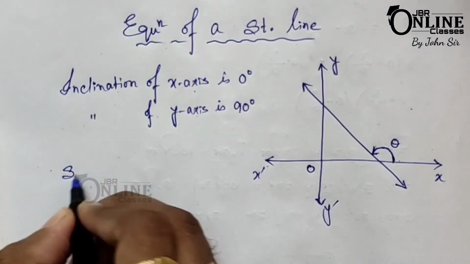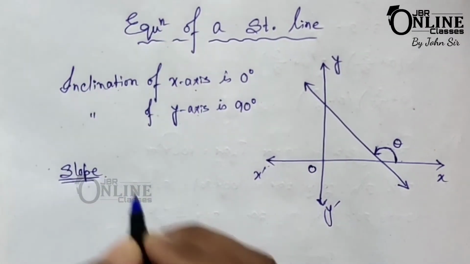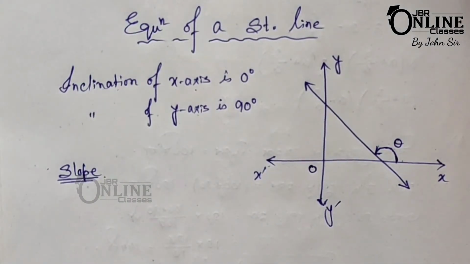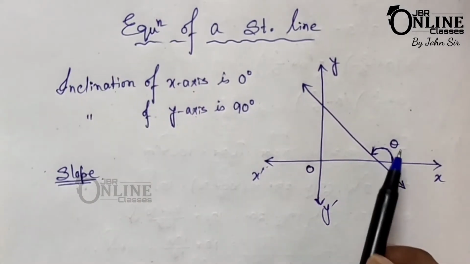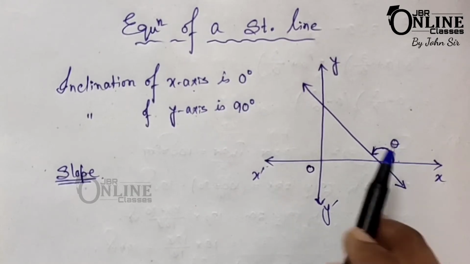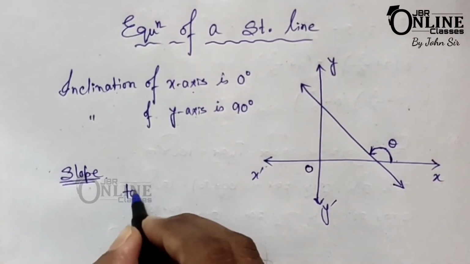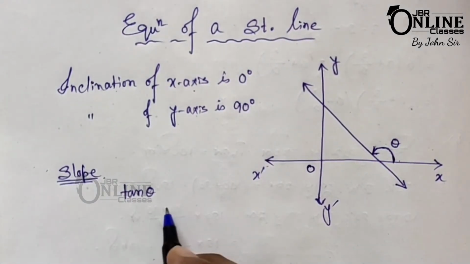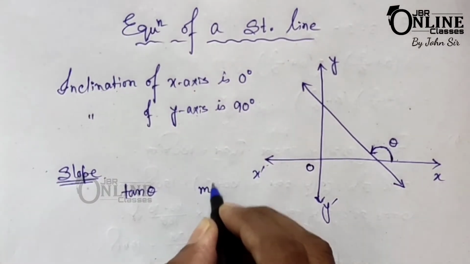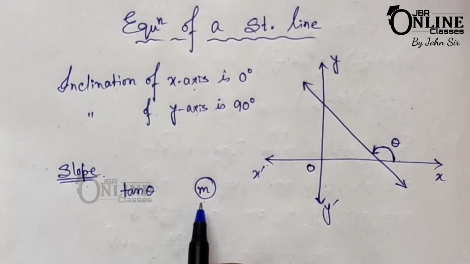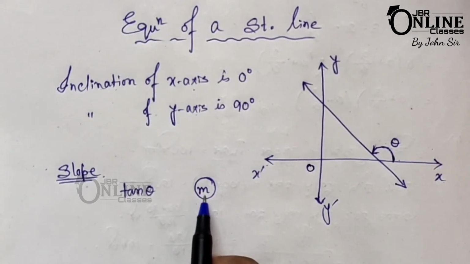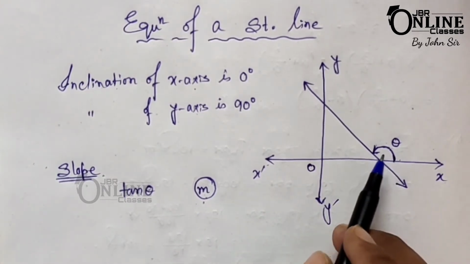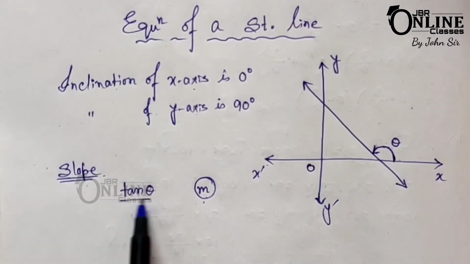Now the next thing is you have to know what is slope. If theta is the inclination of a line, then the value of tan theta is called the slope or gradient of that line, and it is denoted by small m. Remember that the slope or gradient of a straight line is denoted by small m, and if theta is the inclination, then slope equals tan theta.